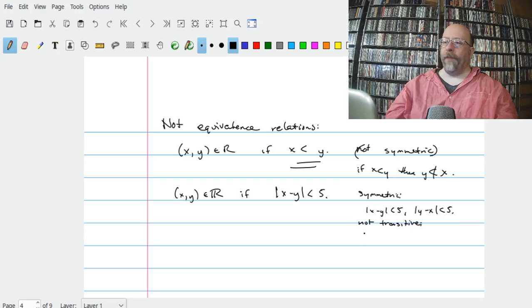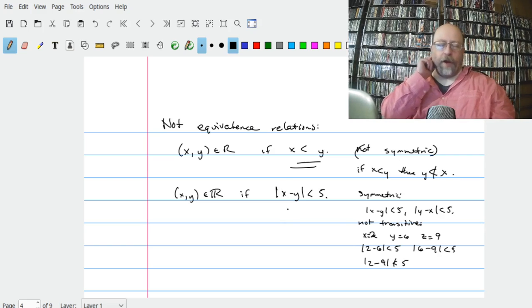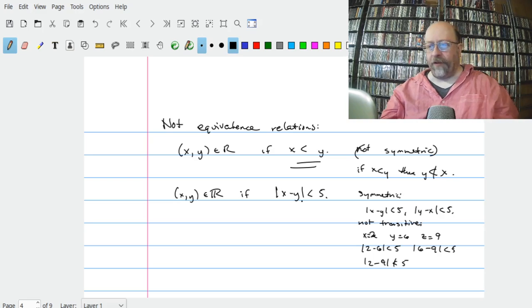Here's an example. If x is equal to 2, y is equal to 6, and z is equal to 9, then the absolute value of 2 minus 6 is less than 5, and the absolute value of 6 minus 9 is less than 5, so (x, y) is in R and (y, z) is in R. But the absolute value of 2 minus 9 is not less than 5, and so (x, z) is not in R. So these are examples of things that would not be equivalence relations. Not all relations are equivalence relations; we've seen a couple of examples that are, and a couple that are not. Okay? All right, let's move on.